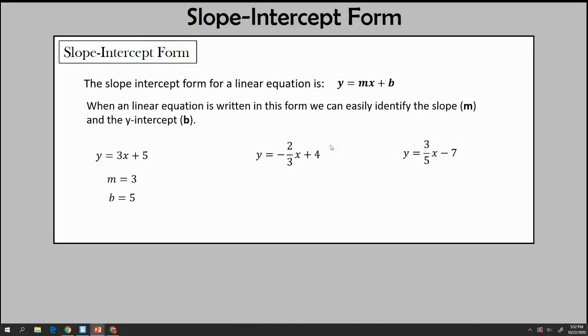Easy to graph. Second one, is this one solved for y? Yep, y is over here by itself. All right, so identify the slope. The slope is the number being multiplied by x. That's negative 2/3. The y-intercept is the number added to that. That's 4.